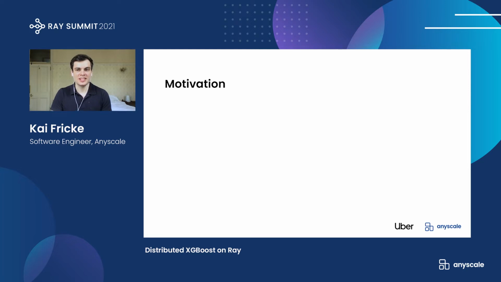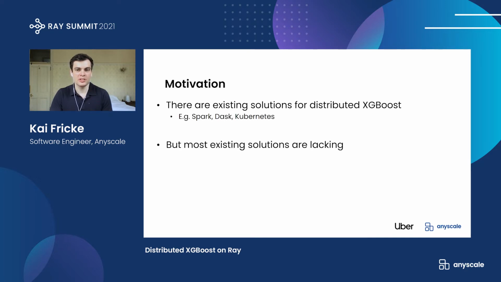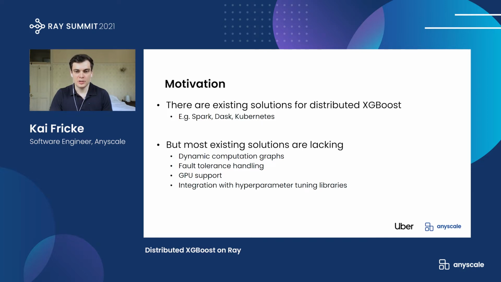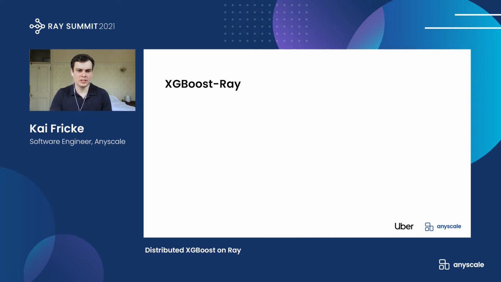So there is a number of existing solutions for distributed XGBoost training, for instance on Spark, Dask, and Kubernetes. But most of these are lacking important features. Spark, for instance, uses a static computation graph, which does not work well with dynamic scheduling decisions we might get during hyperparameter optimization. Related to that, the existing solutions don't offer good fault tolerance handling. You usually just restart the training run when something goes wrong. Some implementations don't support GPUs very well or at all. And lastly, it's not easy to make them work with the hyperparameter tuning libraries.